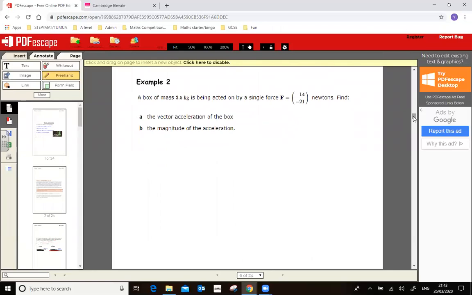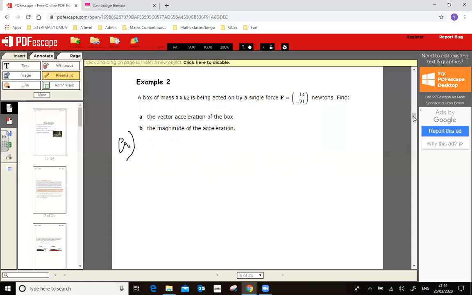Example 2. So here it says, a box of mass 3.5 kilogram is being acted on by a single force F equals (14, -21) newtons. Find part A, the vector acceleration of the box, and part B, the magnitude of the acceleration. All right, so we talked about before that force and acceleration could both be vectors, so have directions. Hence, in this case, the force is written in column vector form.